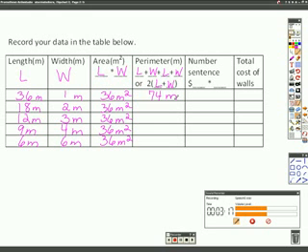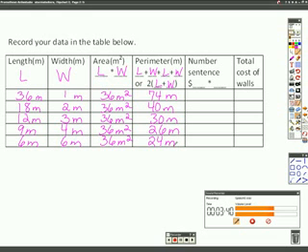The next one, 18 plus 2 is 20, and we double that, is 40 meters. 12 plus 3 is 15, and we double that, it's 30 meters. 9 plus 4 is 13, and double that, it's 26 meters. And 6 plus 6 equals 12, and double that is 24 meters.